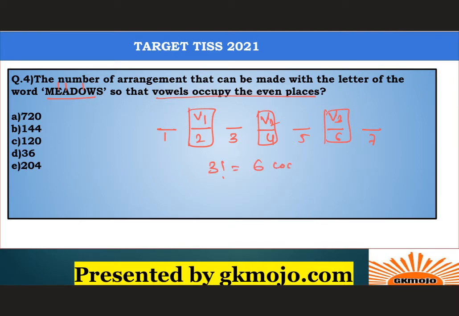is 6 ways, right? Now there are 4 consonants left. Let's suppose there is consonant 1, consonant 2, consonant 3, and consonant 4. These consonants can arrange themselves in this 1, 3, 5, and 7, that is odd places, in 4 factorial ways, that is 24 ways, right? So together, what would be the answer? Answer would be 24 into 6, which is 144. Option B is your correct choice.